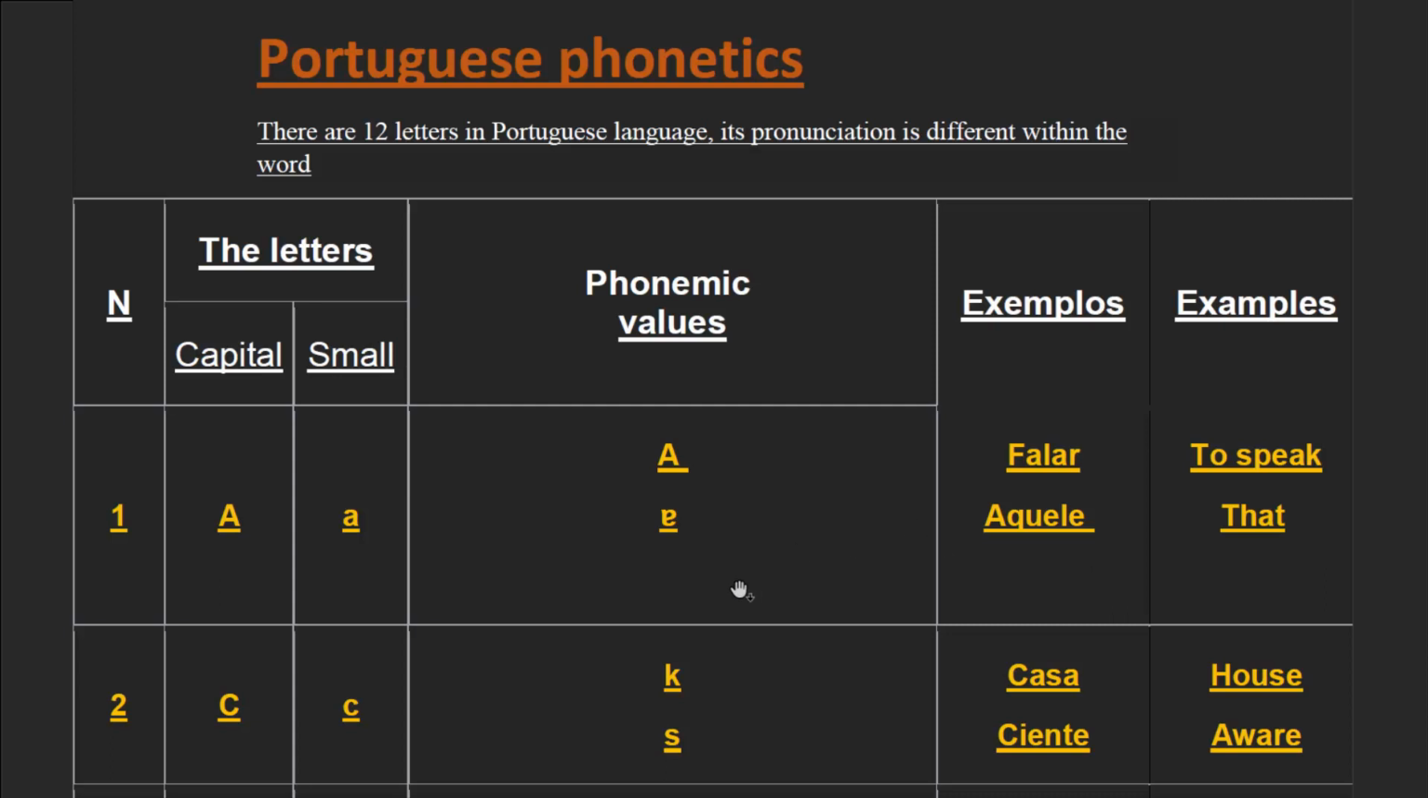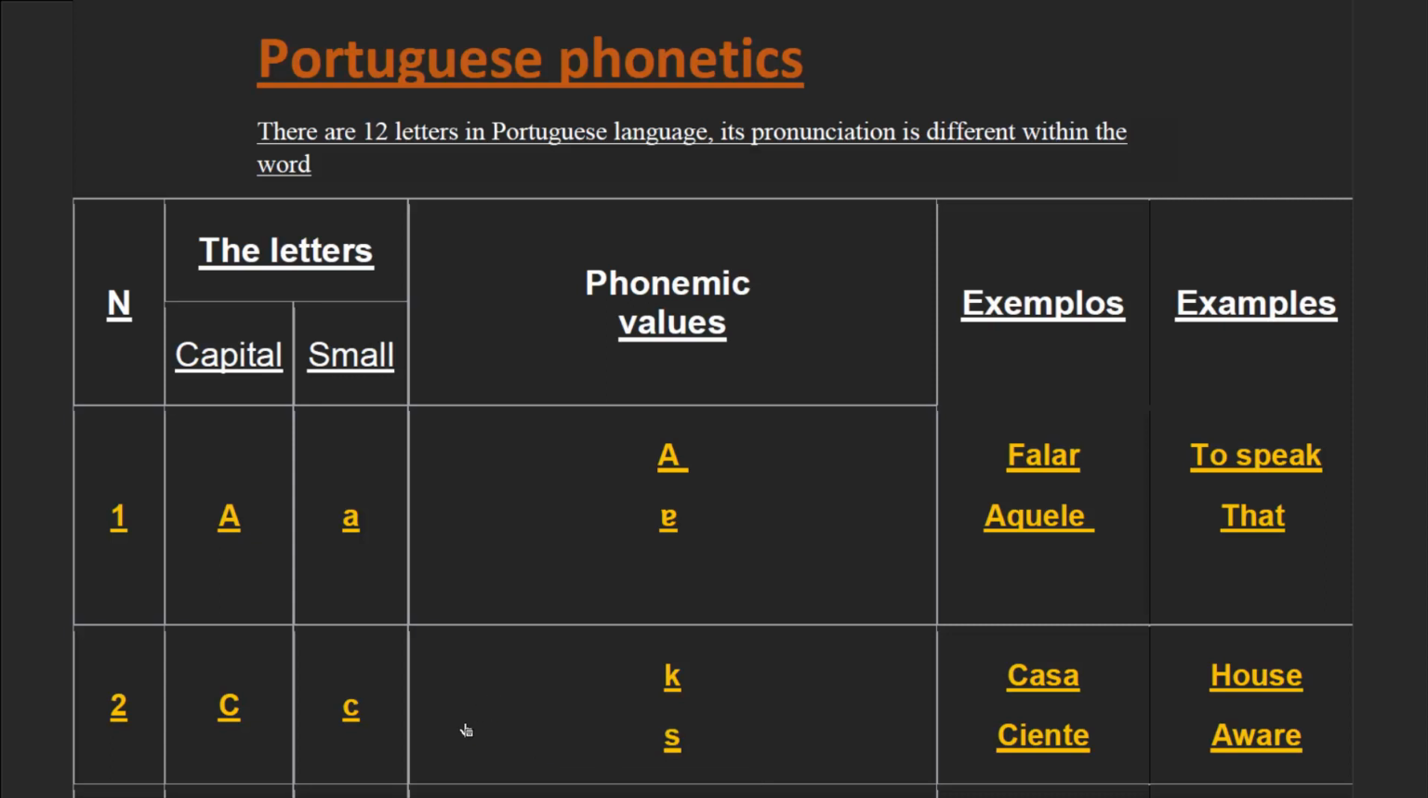The second pronunciation is a light A. The example that we have here is the word "that", which in Portuguese is aquele, aquele. So here we don't say aquele, we say aquele, with a light A.